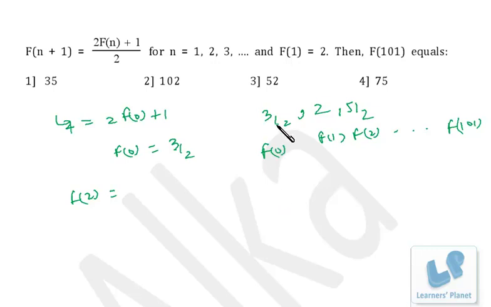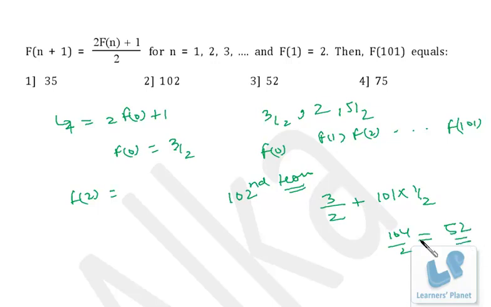Now friends, f(0) means first term, f(1) means second term, f(2) means third term. That means f(101) means the 102nd term. Right? So for this AP, a plus n minus 1, that is 101, into d, which is half. So 101 plus 3, 104 by 2, that is 52. Okay? Very simple. So this is the correct option.